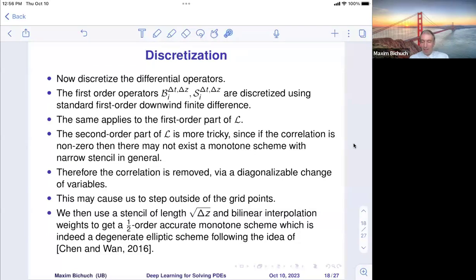So here is another solution, and that is to try and discretize things carefully and smartly, and that is to use a larger stencil.